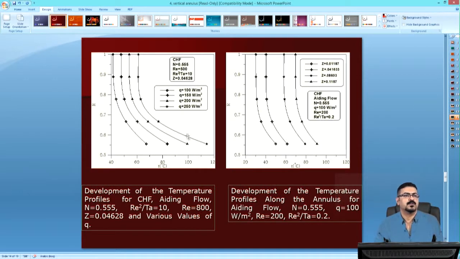This figure shows the effect of heat flux on the developing of temperature profiles for constant heat flux aiding flow, radius ratio 0.555, Reynolds square over Taylor equal to 10. This figure shows the development of the temperature profiles at various cross-sections of the flow along the annulus with heat flux equal to 100 watt per meter square, Reynolds number equal to 200, Reynolds square over Taylor equal to 0.2.